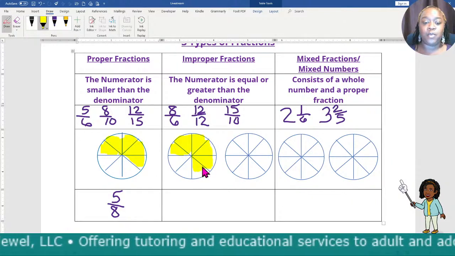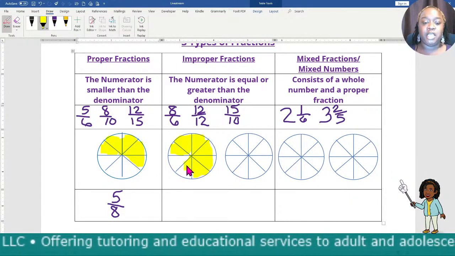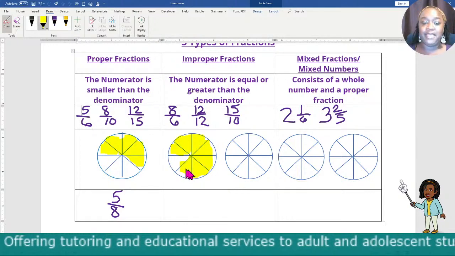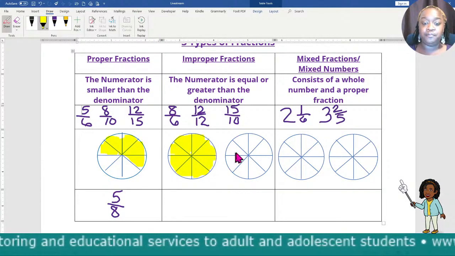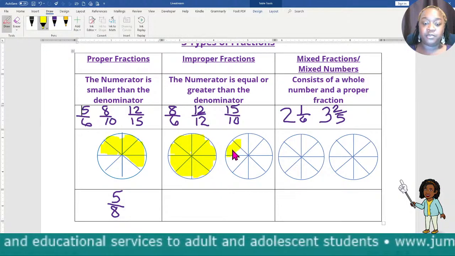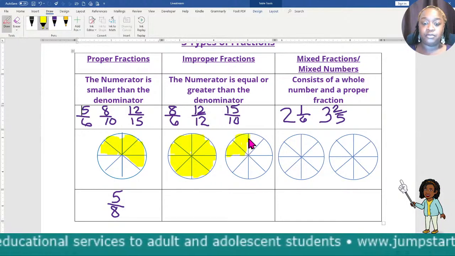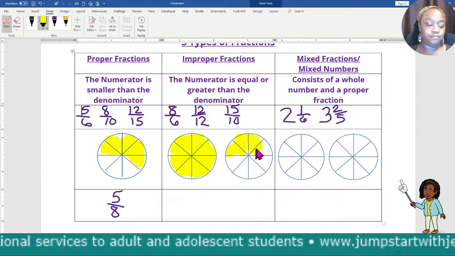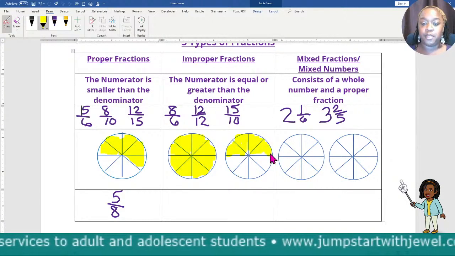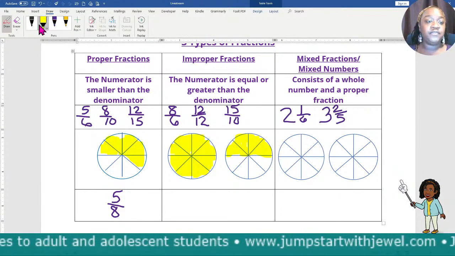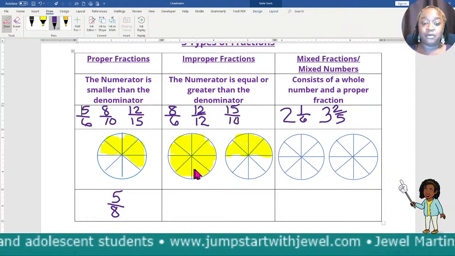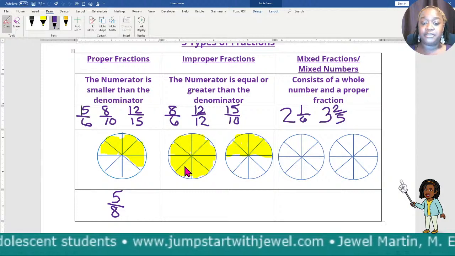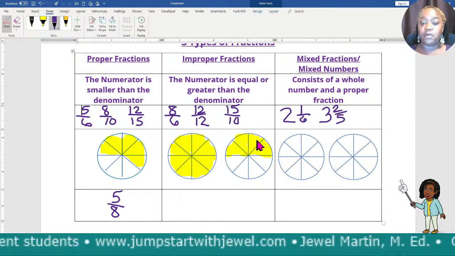Because I'll show you how we're going to actually convert this into a mixed number. So I'm going to shade in this whole fraction, and then I'm going to shade in a part of this one as well. 1, 2, 3, 4. Okay. So in this fraction, we shaded in the entire circle here. That's all 8 parts. And then we shaded in 4 parts over here.